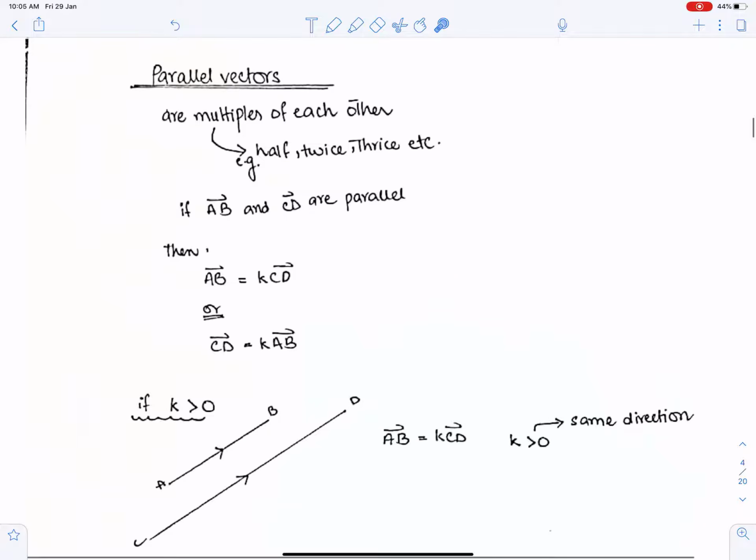Parallel vectors. This is basically the review of O level. You did this in O level. Parallel vectors are multiples of each other. Multiple means half, twice, thrice, etc.